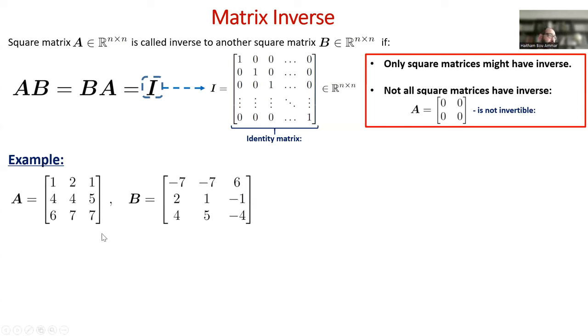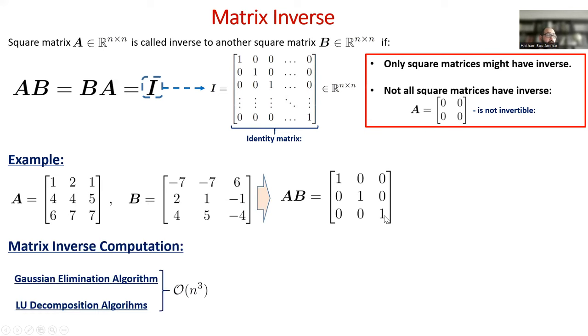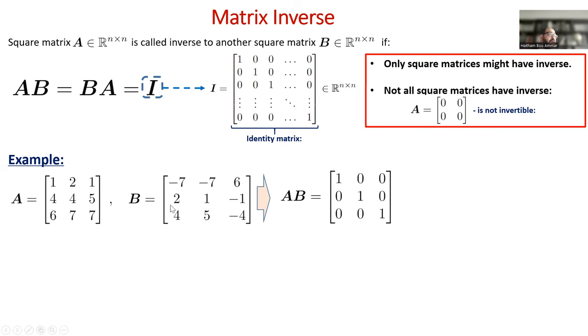Now imagine the following example. Imagine you have A, which is 1, 4, 6, 2, 4, 7, 1, 5, 7, and the matrix B is minus 7, minus 7, 6, 2, 1, minus 1, 4, 5, minus 4. Notice I listed these matrices row-wise, and remember, I can index in any way I like. Now, if I multiply A and B, I will get the identity, and this matrix A will be the inverse of that matrix B.